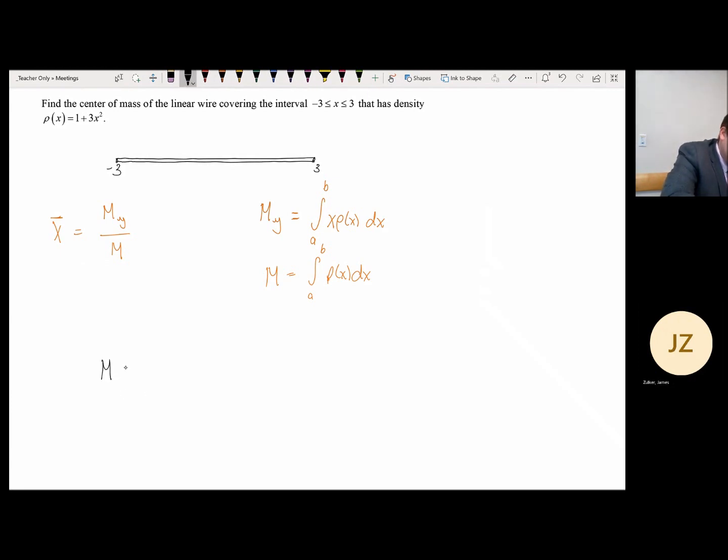Mass first. Rho. It's a Greek letter, the Greek letter rho. Well, it's just a function, right? Rho means density. So that's rho of x. So it's just the function.